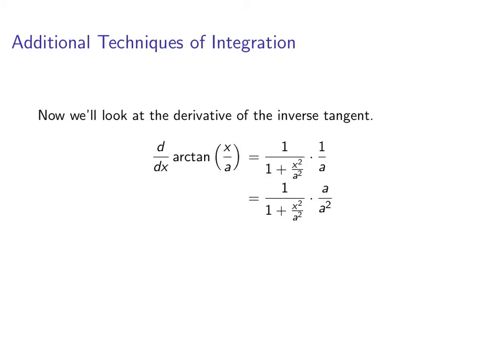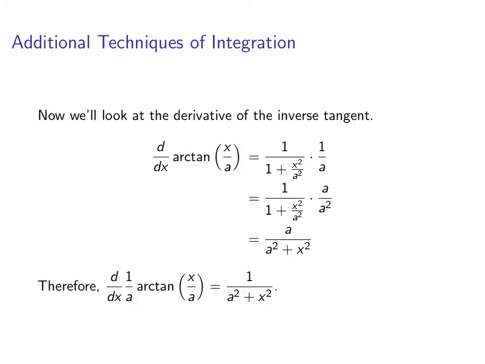All right, now I'm going to try to rewrite this. I'm going to change 1 over a into a over a squared. Seems like a funny thing to do, but that's because I want to take this a squared down here and distribute it here. So we end up with a over a squared plus x squared. So what this really tells us is that the derivative of 1 over a arctangent of x over a is equal to 1 over a squared plus x squared.